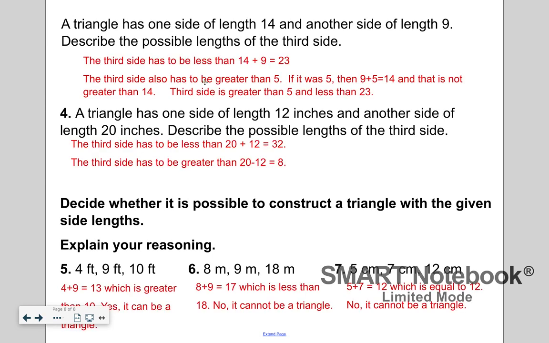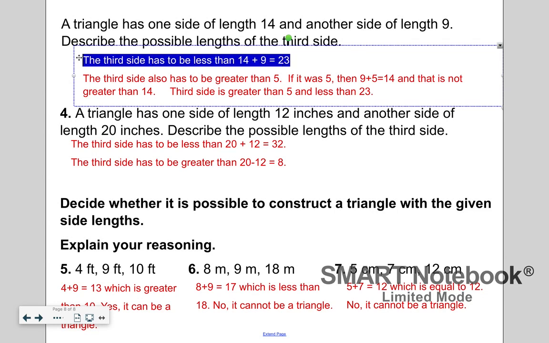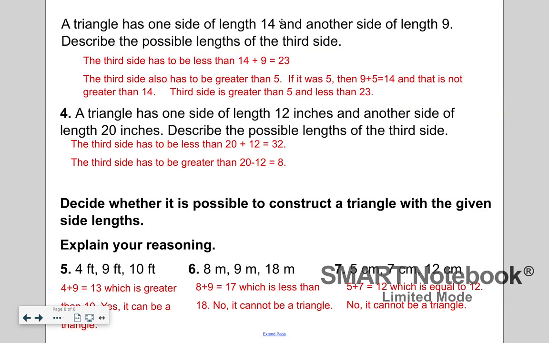All right, over here, most of you hopefully did well with the third side has to be less than 23. Okay, so the sum of two sides must be greater than the third side. So this first line here, that's where that comes from. But we also have to remember 14 has to be then the bigger side. So I wrote the third side also has to be greater than 5.